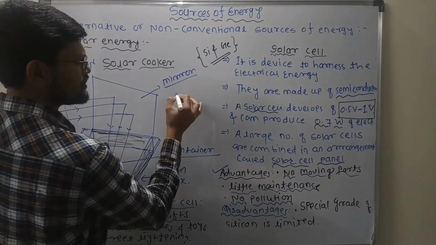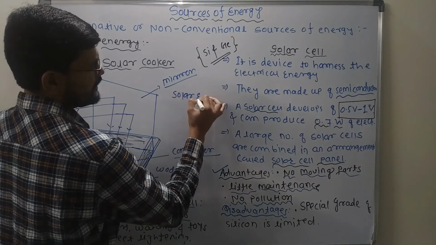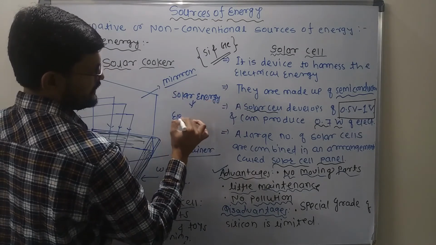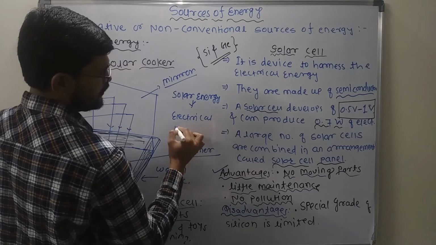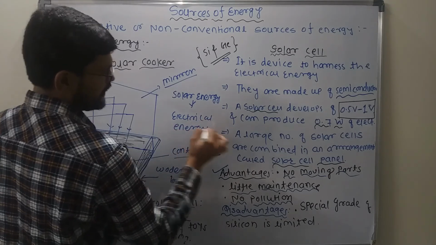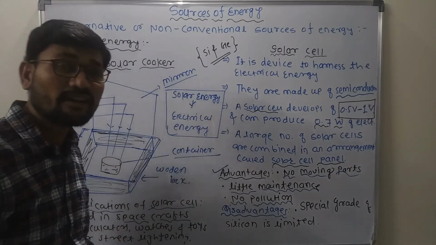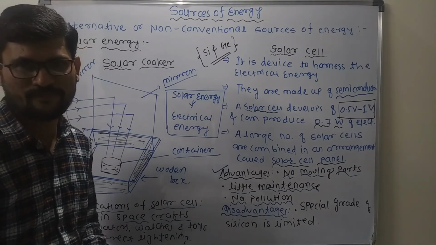Which energy? Solar energy gets converted into what? Electrical energy. Into what? Electrical energy. Are you getting, sir? This is one type of source of energy which is very, very important. Is it clear?